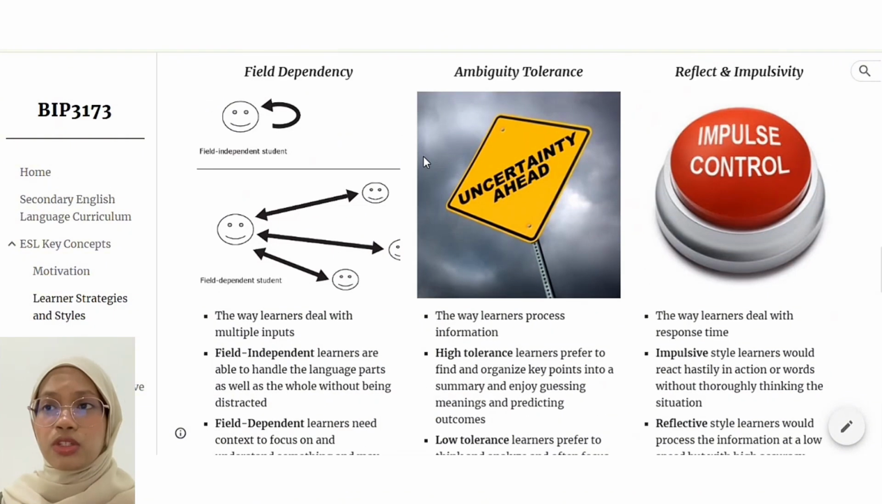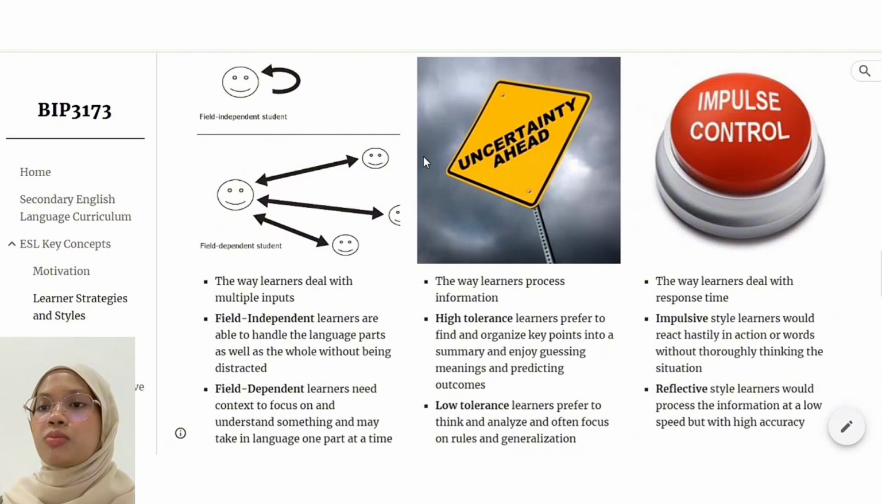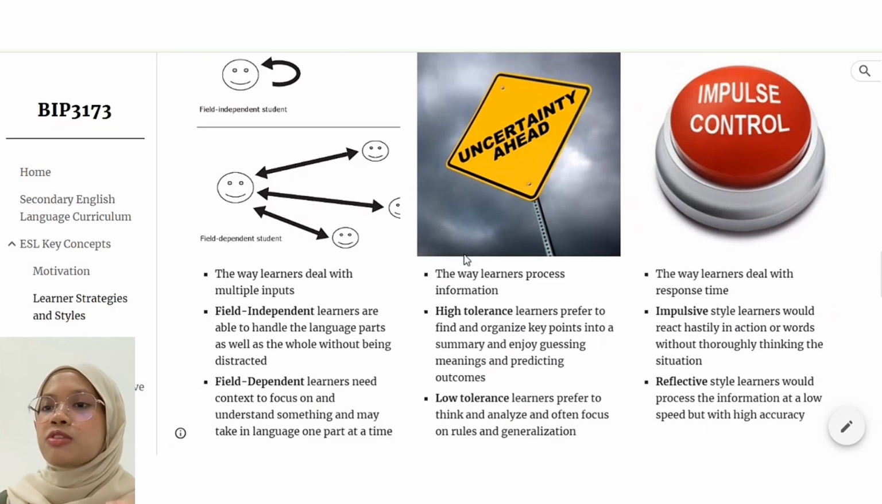Next is ambiguity tolerance, which is the way learners process information. High tolerance learners prefer to find and organize key points into a summary and enjoy guessing meanings and predicting outcomes. Meanwhile, low tolerance learners prefer to think and analyze and often focus on rules and generalization.